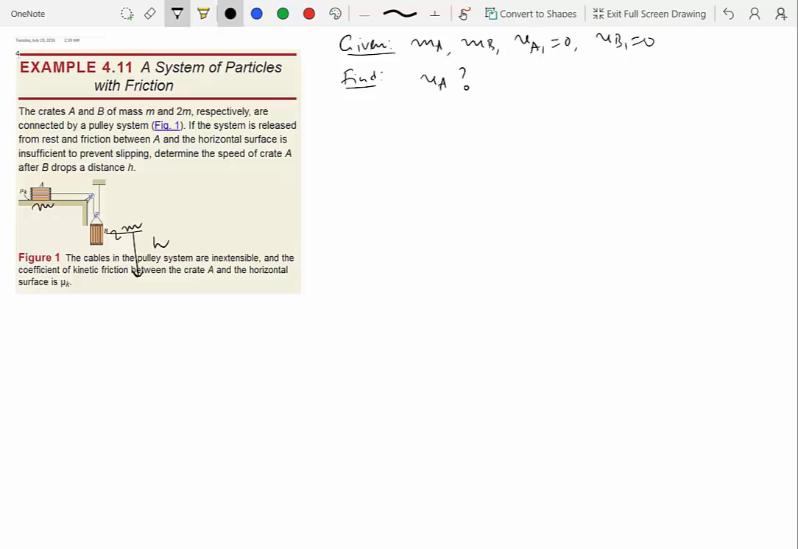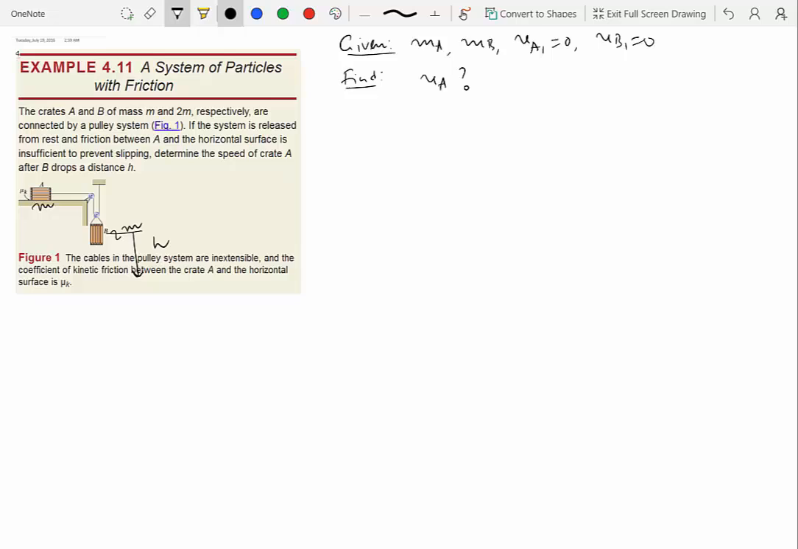Now the question could also ask for the velocity of B, and in all likelihood you'll be able to solve for that as well. So first of all, what is going to pull this down is the gravitational attraction, the weight of B, which will try to pull A in the forward direction, right? So let's apply our test.